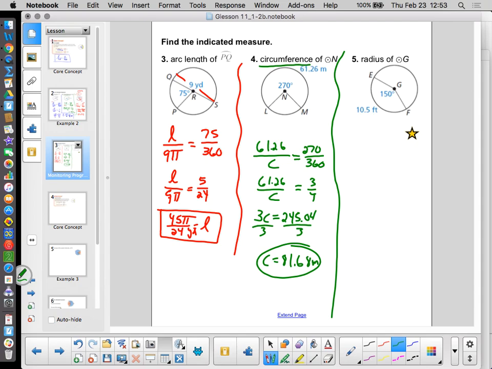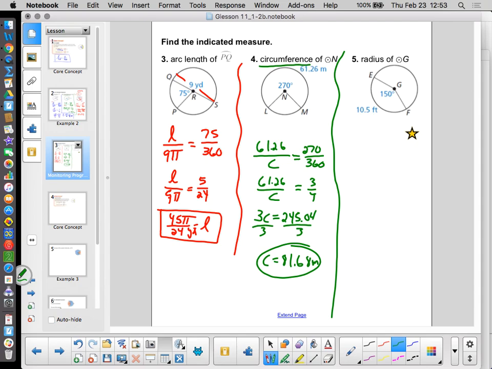All right, let's start this one. We're looking for the radius of the circle. Now, this is just like the previous problem in that we're going to have to start by solving for the circumference. It's just that once we know the circumference, then we're going to have to work the circumference formula backwards to find the radius.